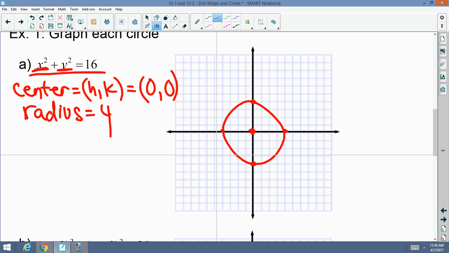Why? Remember the definition. A circle is defined by a set of points that is equidistant from the center. Isn't this point over here 4 from the center? Isn't this point over here 4 from the center? And this one, and this one too? Does that make sense now? See how powerful that radius is? That's what creates the circle.